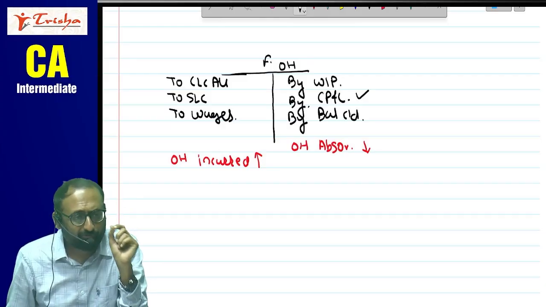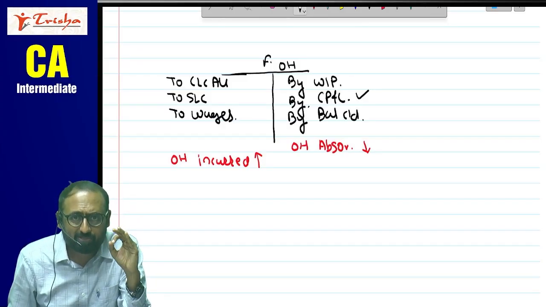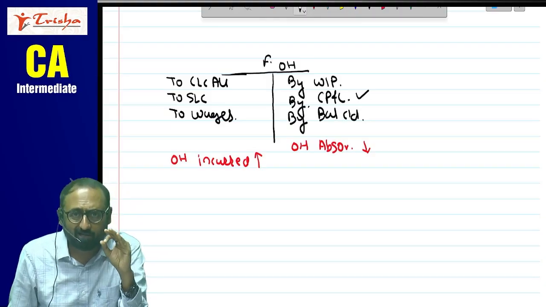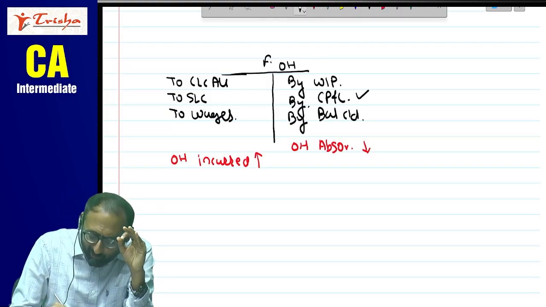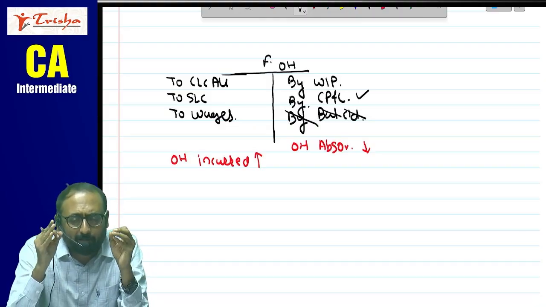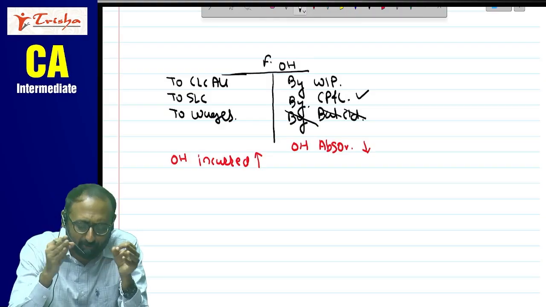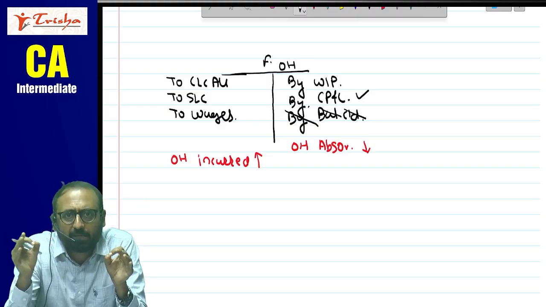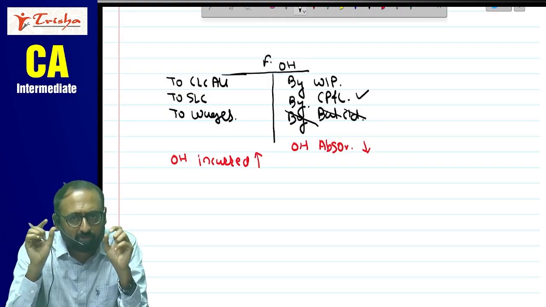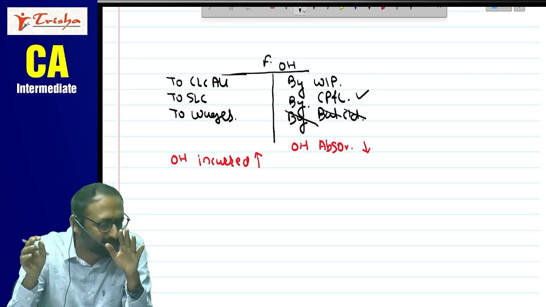But if you follow the integrated accounting system, please concentrate. If you follow the integrated accounting system, you cannot carry forward under or over absorption of overhead. Compulsorily, you'll have to write off that under or over absorption to the costing profit and loss account or P&L account. So this is the main important difference between integrated and non-integrated systems.